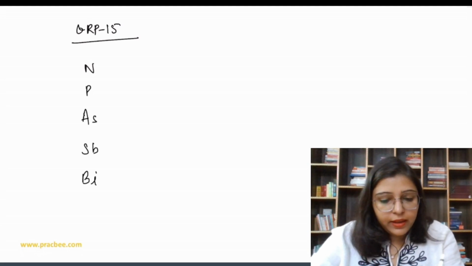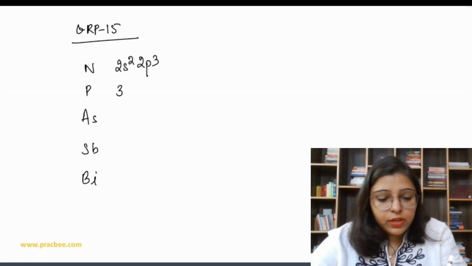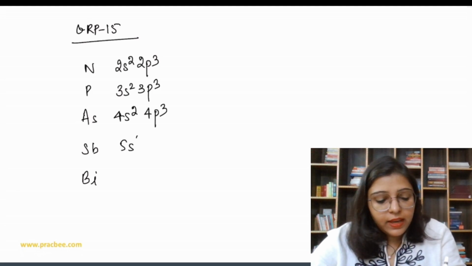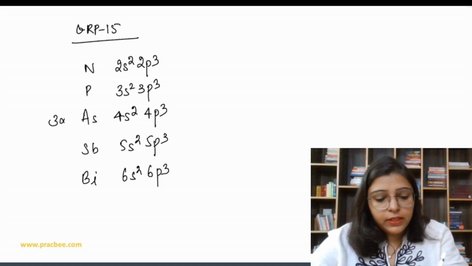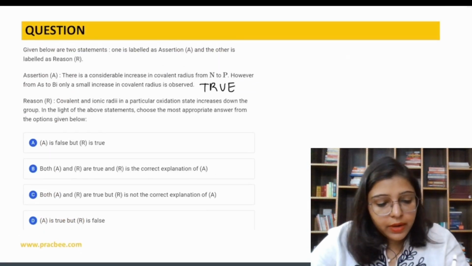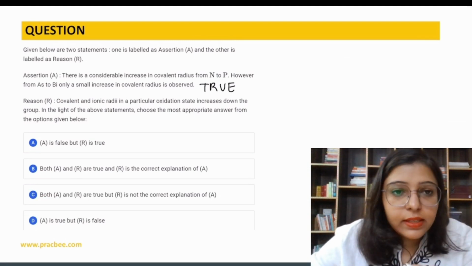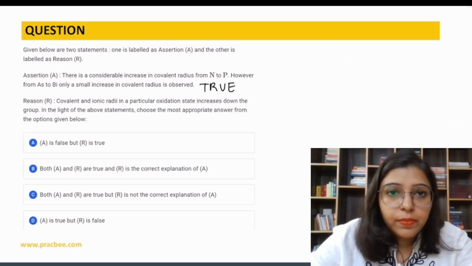सब बिकेगा, right? So nitrogen we have 2s2 2p3, phosphorus we have 3s2 3p3, arsenic we have 4s2 4p3, this one we have 5s2 5p3, and this one we have 6s2 6p3. Now before 4s and 4p we have electrons in 3d, here we have electrons in 4d, and here we have electrons in 5d and also in 4f. Understood? So the point is that the statement says that from nitrogen to phosphorus there is a significant increase in the covalent radius. And why are we talking about covalent radius? Because nitrogen and phosphorus both are non-metals.